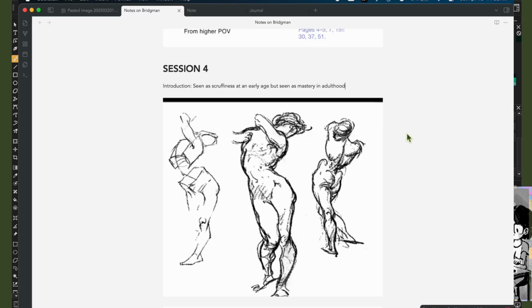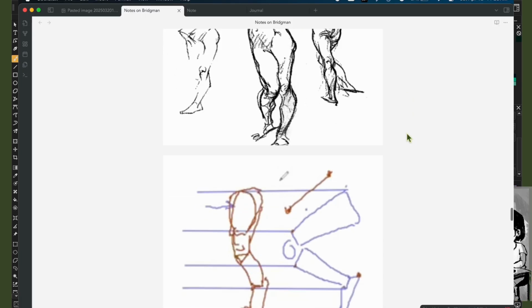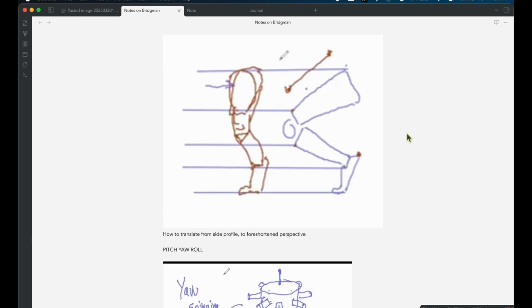My issue with it is that actual copies are really expensive. So that's one thing. But moving on.